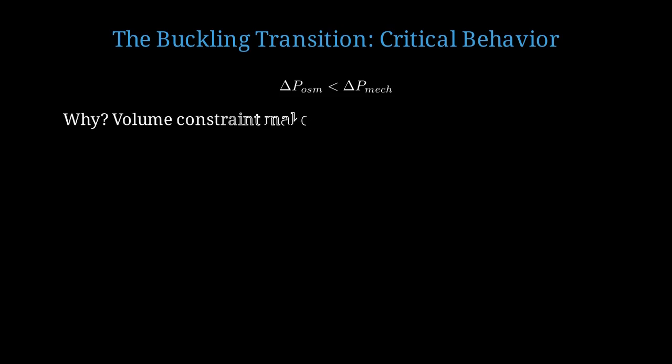The buckling transition itself exhibits interesting critical behavior. There's a well-defined critical pressure at which buckling occurs. Remarkably, the critical osmotic pressure difference is typically less than the critical mechanical pressure. Osmotic loading can buckle shells more easily. Why? The volume constraint actually makes buckling easier in some cases because it provides an additional degree of freedom for energy minimization. A complete description requires nonlinear elasticity theory.